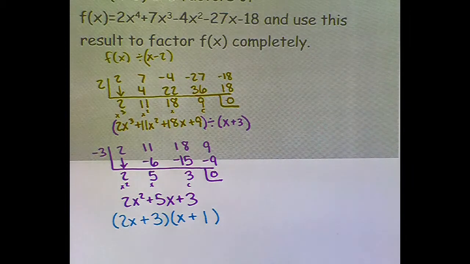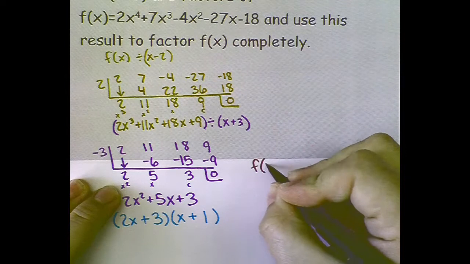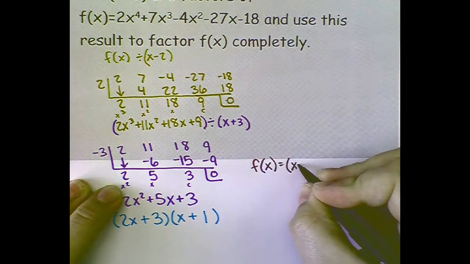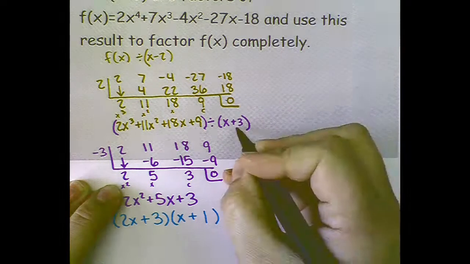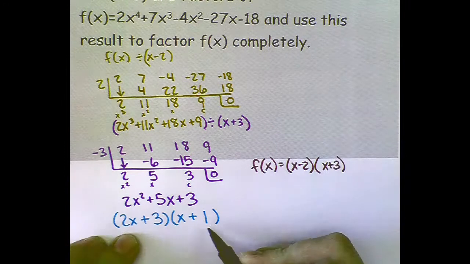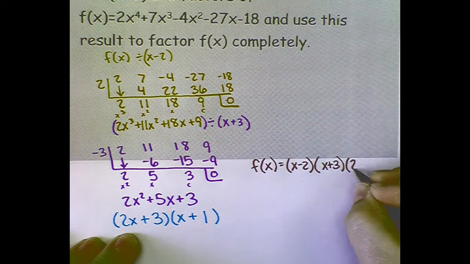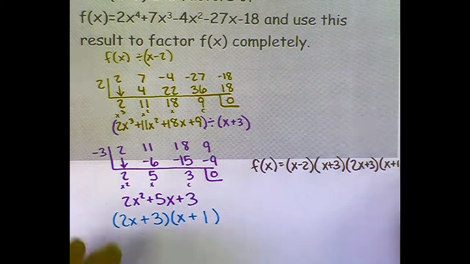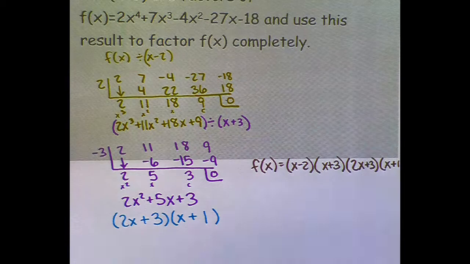So we want to factor f of x completely. So that means f of x equals the first thing we divided by, x minus 2, times the second thing we divided by, x plus 3, times the factored version of the last part, 2x plus 3 times x plus 1. So we divided until we could factor.